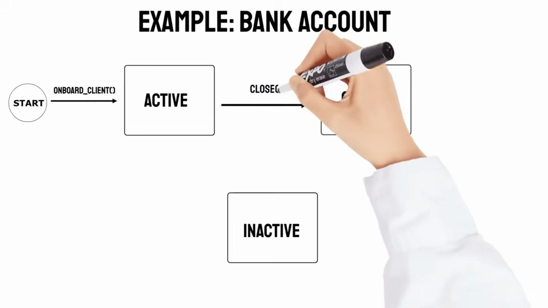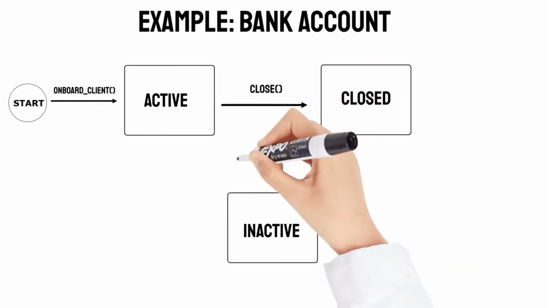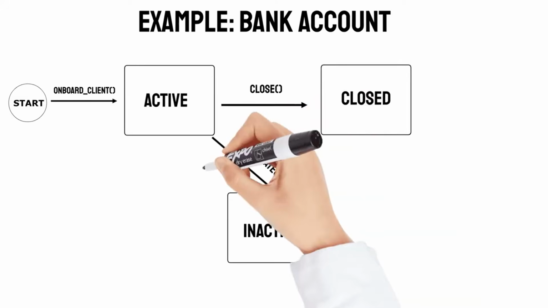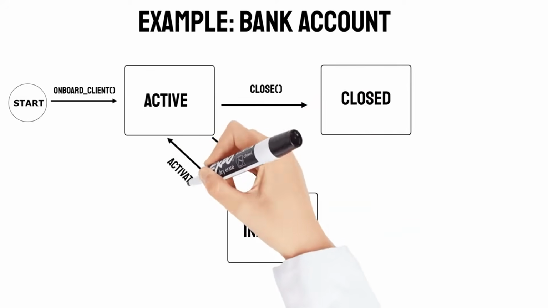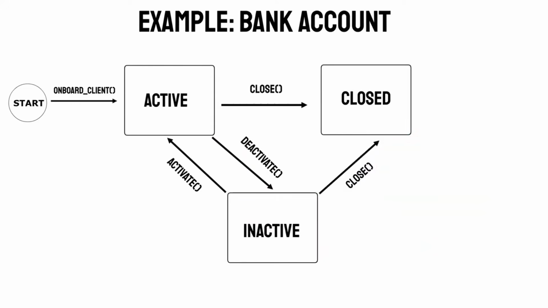For example, you can close the bank account, then you have a closed state, or you can deactivate the bank account, then you are inactive. But of course, you can activate the account again and you're back to active. But also you can close the bank account in the inactive state. And here you can see which states a data object, in this example a bank account, can be in.